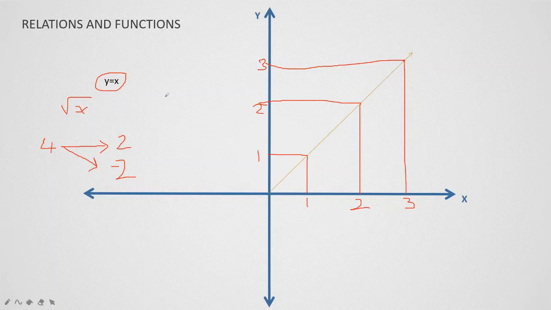So for one input I'm having 2 outputs here. Therefore root x or square root is not a function, but it is of course a relation. Of course it's a relation, there is no doubt in that, but it is not a function. I hope this much is understood. Okay, now let us look at more graphs.